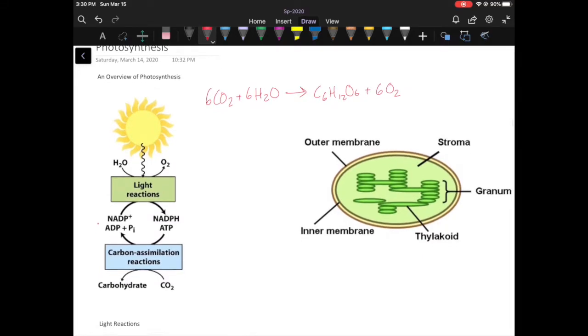Alright, so looking at this diagram here, essentially the two main parts of photosynthesis are going to be our light reactions and our dark reactions, also known as carbon assimilation reactions or Calvin cycle. If we look at the equation here, we can see that H2O is a reactant along with carbon dioxide and ultimately produces glucose and oxygen.